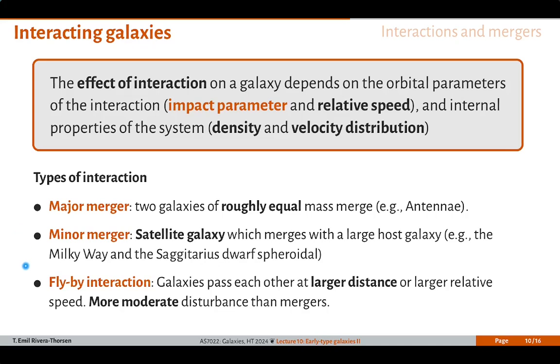And finally, there are what we call flyby interactions, which have the largest impact parameters, where galaxies are passing each other at larger distances or large relative speed. These have more moderate disturbances than mergers. They will definitely ruffle the hairs of the galaxies that are involved, but they will not be completely destructive the way a major merger can be.